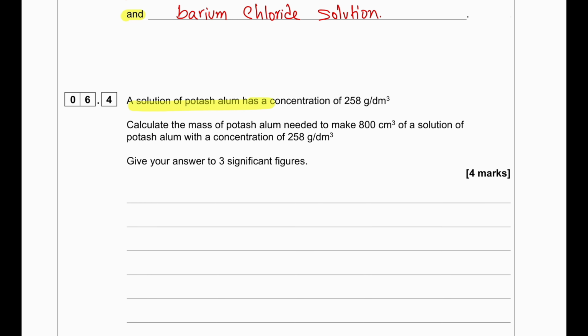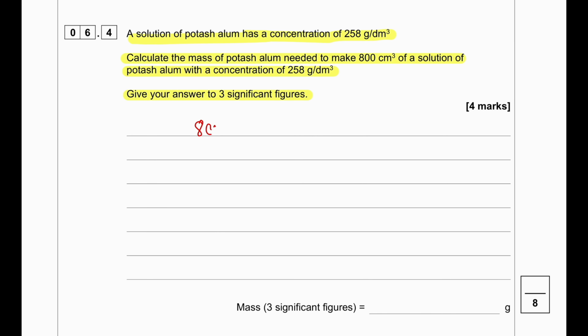A solution of potash alum has a concentration of 258 gram per dm3. Calculate the mass of potash alum needed to make 800 cm3 of a solution of potash alum with a concentration of 258 gram per dm3. Give your answer to three significant figures. At first, we will need to convert the 800 cm3 into dm3. To do that, we're going to divide the 800 by 1000.